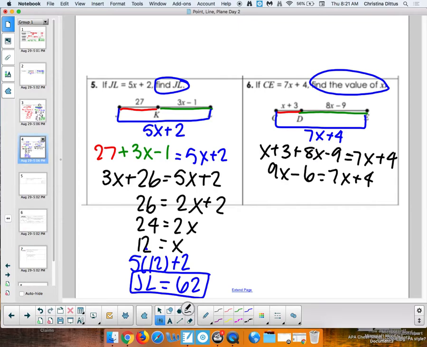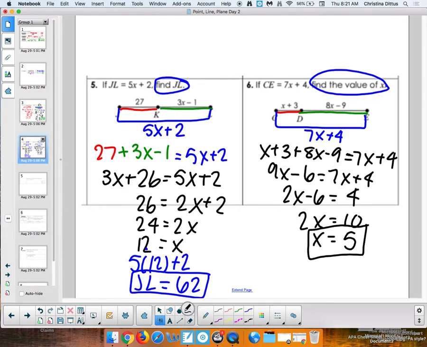Now what? Subtract 7x and I get how much x? 2x, so I got 2x minus 6 equals 4. Then what? Add 6, which gives me 10. And then I bet you can get 5. All I needed is x, so we're good to go.